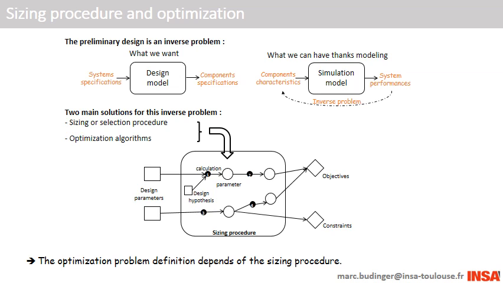It is in our interest to have the minimal design variables to make the optimization algorithm process easier. The optimization problem's definition depends on the form of the sizing process. We will now see how to use these graphs to set up the sizing process.